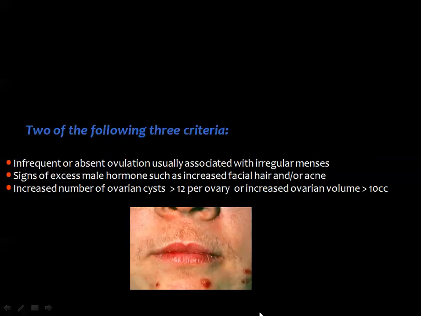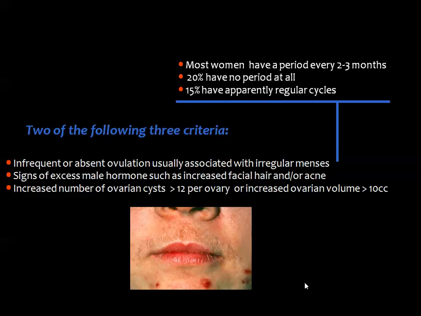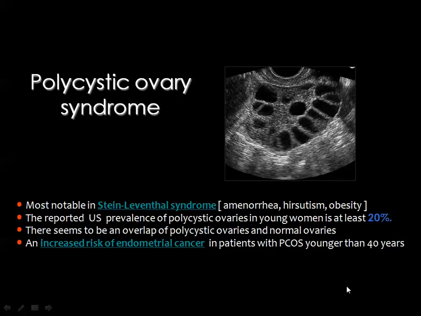Then, if you look at the patient, you can see abnormal hair, you can see some acne nodules, and there are, of course, some changes in the menstrual cycle. Most of the women will have a period every 2 to 3 months. 20% will have no period at all, and 15% may have apparently regular cycles. In the ultrasound, you can see that the ovary is enlarged and it is studded by many cystic lesions that are almost of the same size.